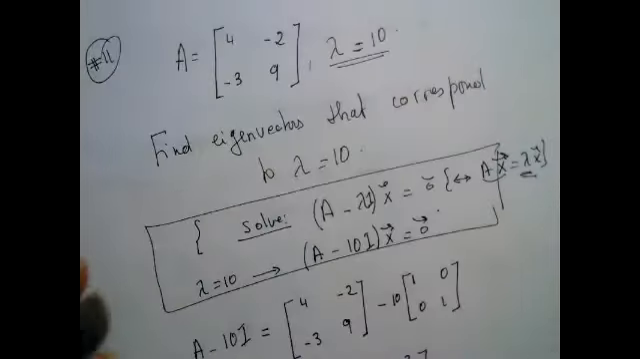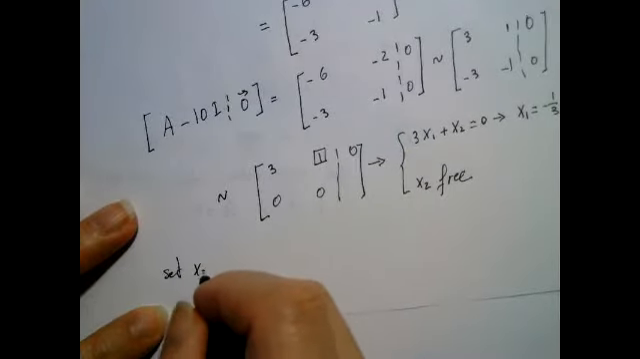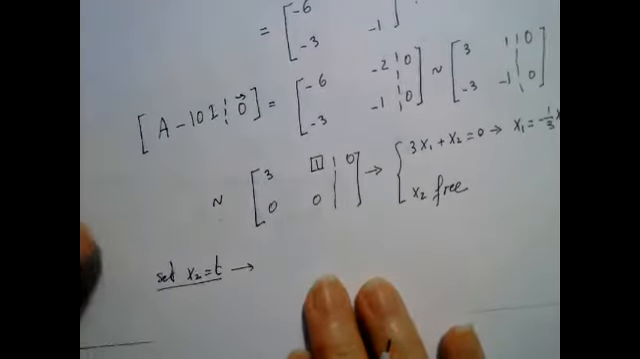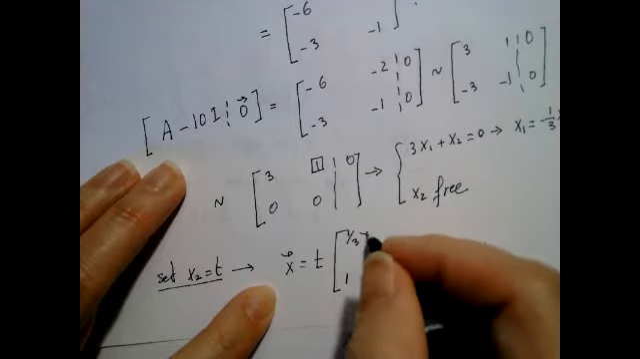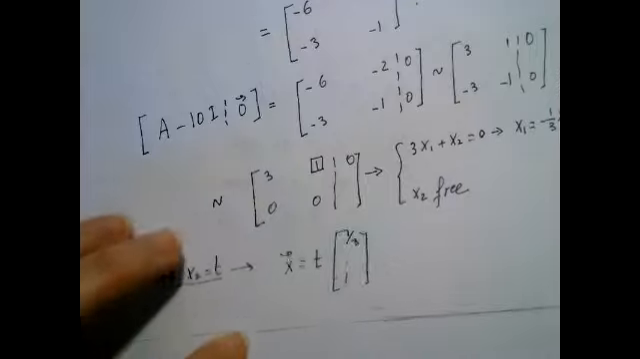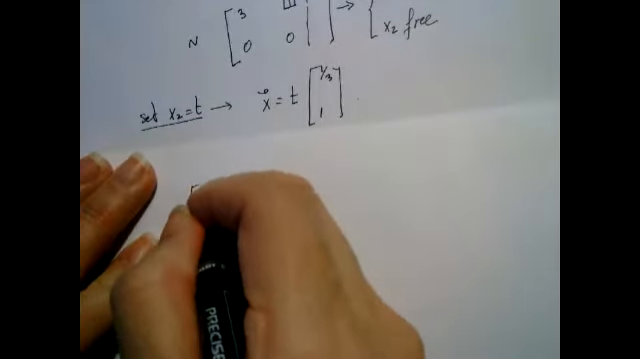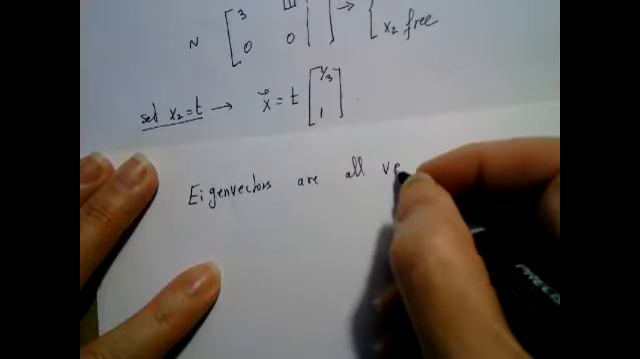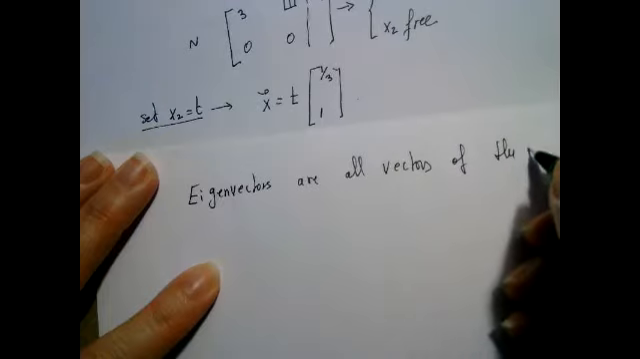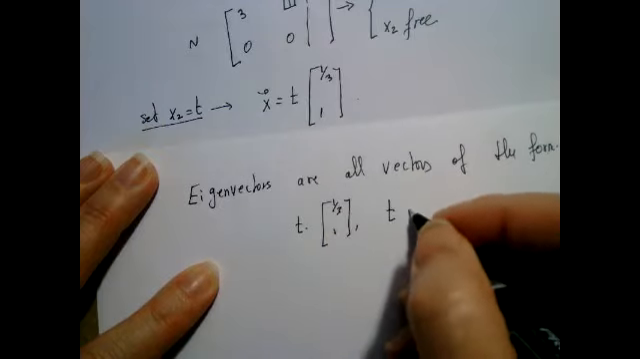So we set x2 equal to t, then this gives me that x is a scalar t times a third and 1, which means that the eigenvectors are all vectors of the form scalar t times 1/3, 1, where t is different from 0.